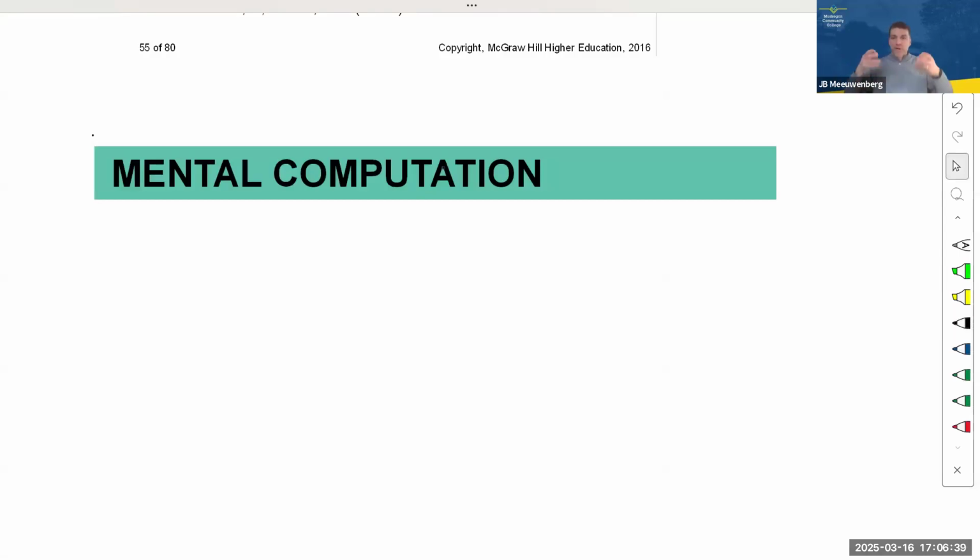Let's move on and talk about some mental computations. This is such good practice for you, right? It's building your math brain a little bit. So we've done this with whole numbers, we've done it with fractions, and so we're going to use some of these same techniques to do operations with decimals as well.